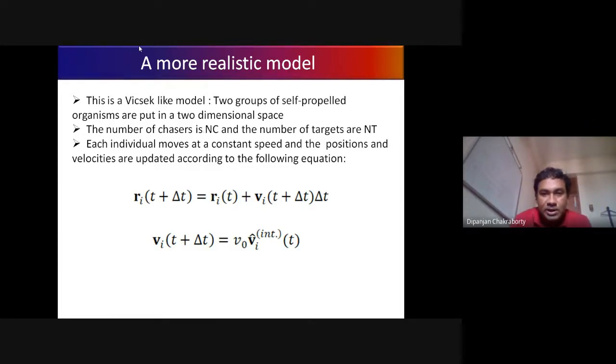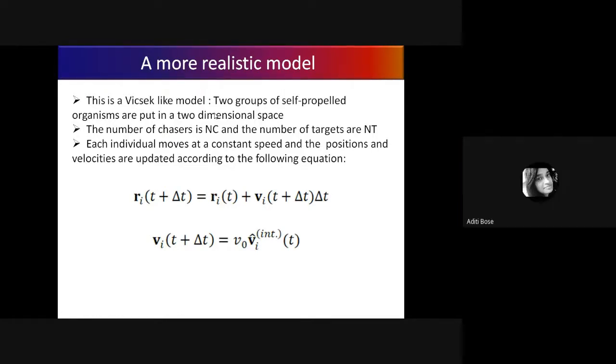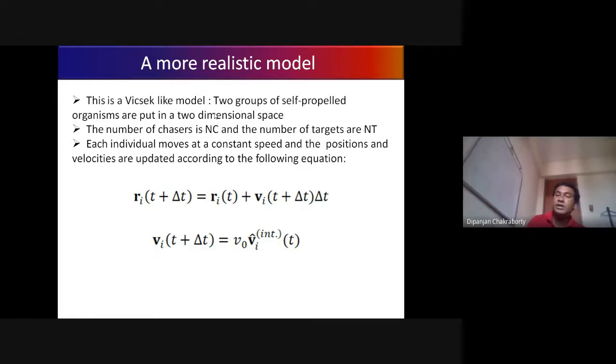So basically, they also used two groups of SPPs. One is the prey group, one is the predator group, right? Or you can say one is the chaser group and one is the target group, if you correlate with the previous one. The number of chasers is NC and the number of targets is NT. And each individual, according to the Vicsek rule, will move at a constant speed.